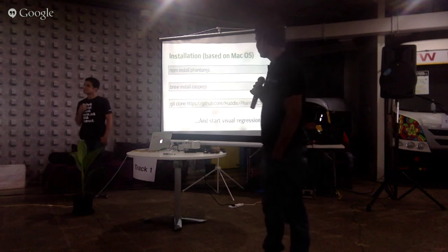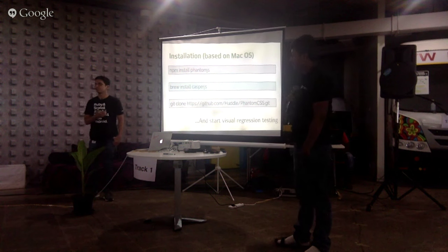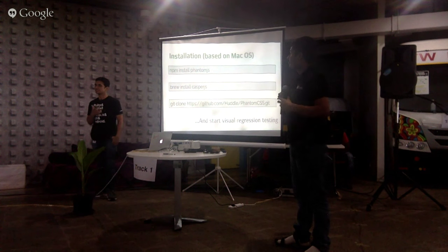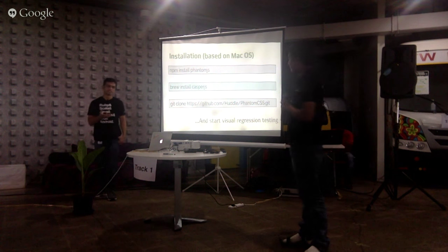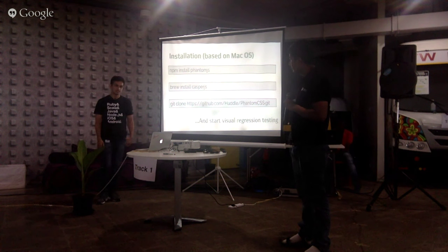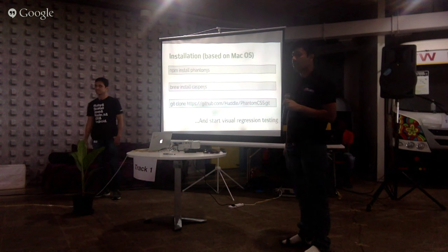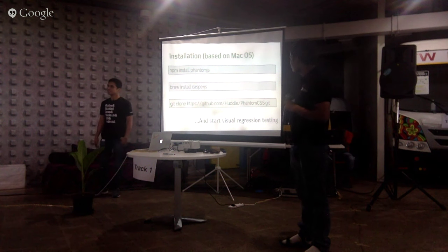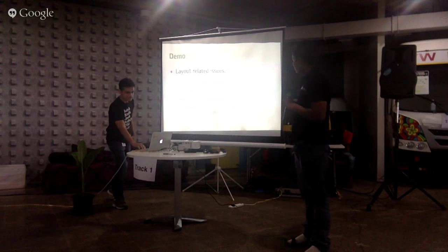Setting up this tool is really simple. There are just very few minor steps. This is based on Mac OS, but similarly you can do it on Linux as well. PhantomJS is based on Node, so you can simply run npm install PhantomJS. Casper.js is available as a package, so you can use Homebrew or apt-get and install that as well. And you can clone the PhantomCss Git repository. After that, you can just start adding your tests.